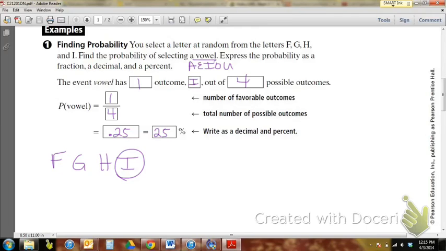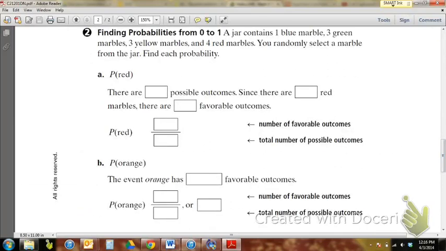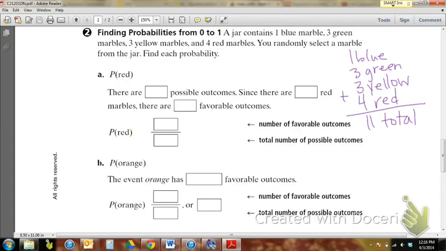So let's move on to the next part. Finding probabilities from 0 to 1. So a jar contains 1 blue marble, 3 green, 3 yellow, and 4 red. So if I add that up, that's 11 total. For probability, you always need to know the total. So, what's the probability that I'm going to get a red?